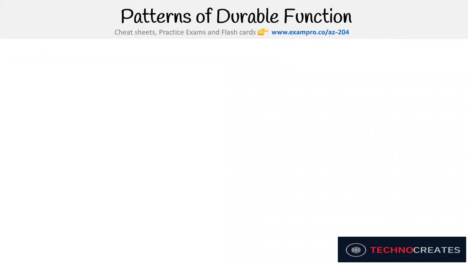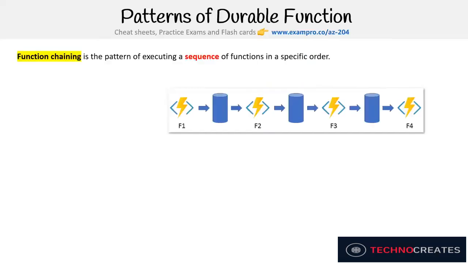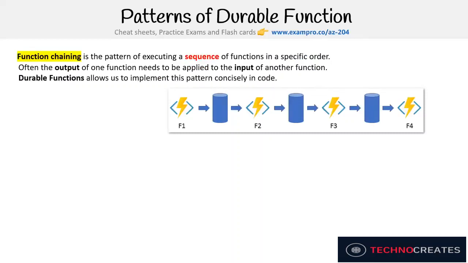All right, so if we are going to be having stateful functions, we are going to need a variety of different patterns for setting up different kinds of serverless workloads. So let's take a look at them. The first is function chaining. So this is the pattern of executing a sequence of functions in a specific order. Often the output of one function needs to be applied to the input for another function. Durable functions allow us to implement this pattern concisely in code.